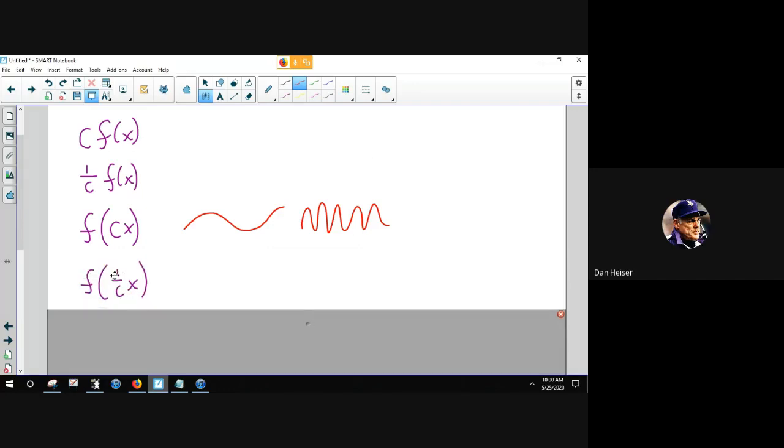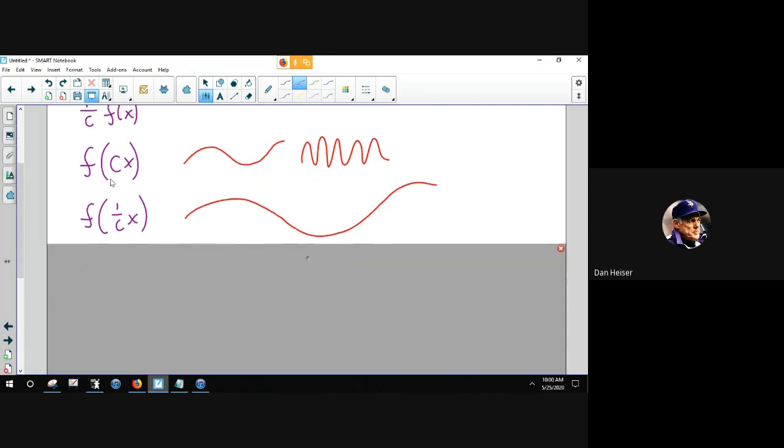If we had a number like this, 1 over something, say a half or a third, 2/5, whatever it is, it's going to spread out or stretch out our waves, and we get a lower frequency because now we made the period longer. Here we made the period shorter. Again, you primarily see these with trig or any kind of periodic functions.